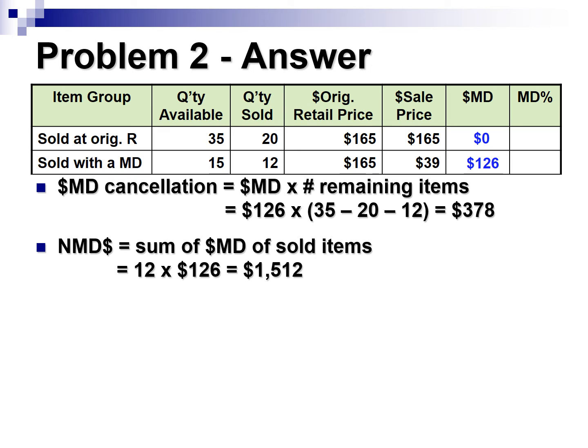Now net markdown dollar will be the sum of the dollar markdown of all sold items. There were 12 items that were sold and each carried a $126 markdown. So you just times 12 by $126. That was $1,512.